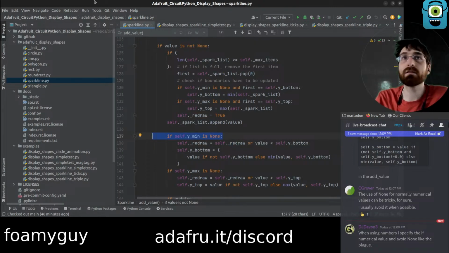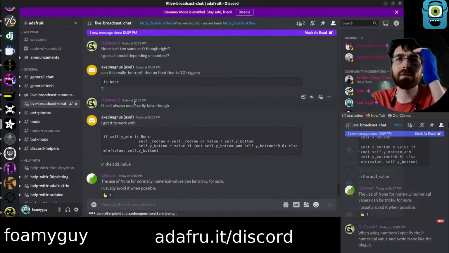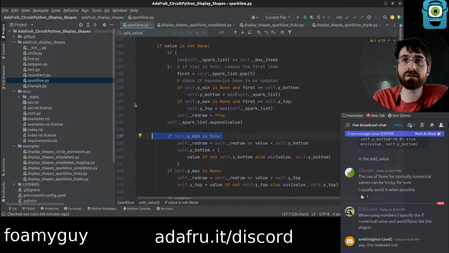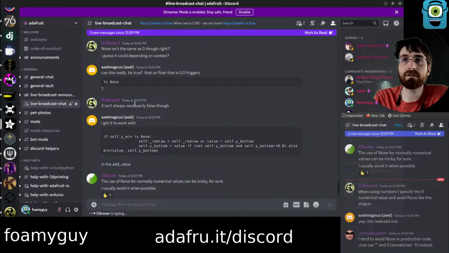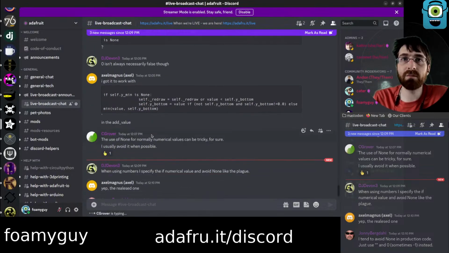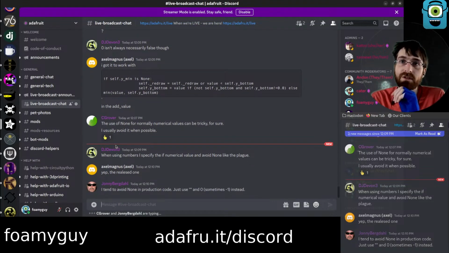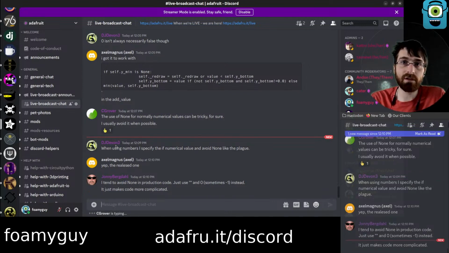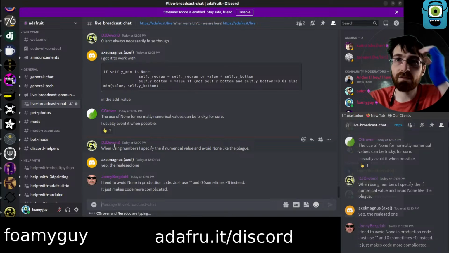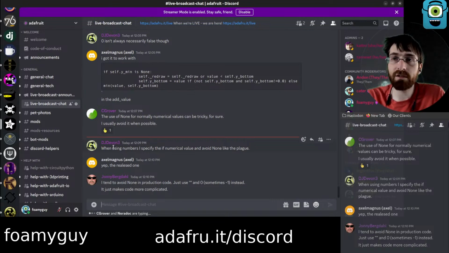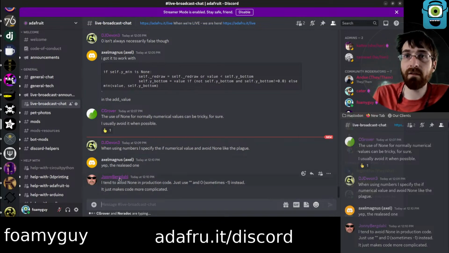Okay, sorry. I'm still catching up here. In the add, so you changed it to this, that got it to work. Redraw. I don't spot the difference immediately, but I'll come back and look closer. The use of none for formally numerical can be tricky. Avoid it when possible in using numbers. Justify the numerical value to avoid none like the plague. Interesting. I use none quite a bit. Just use empty string and 0, sometimes -1. I do use those a fair amount as well. All three of those makes code more complicated.